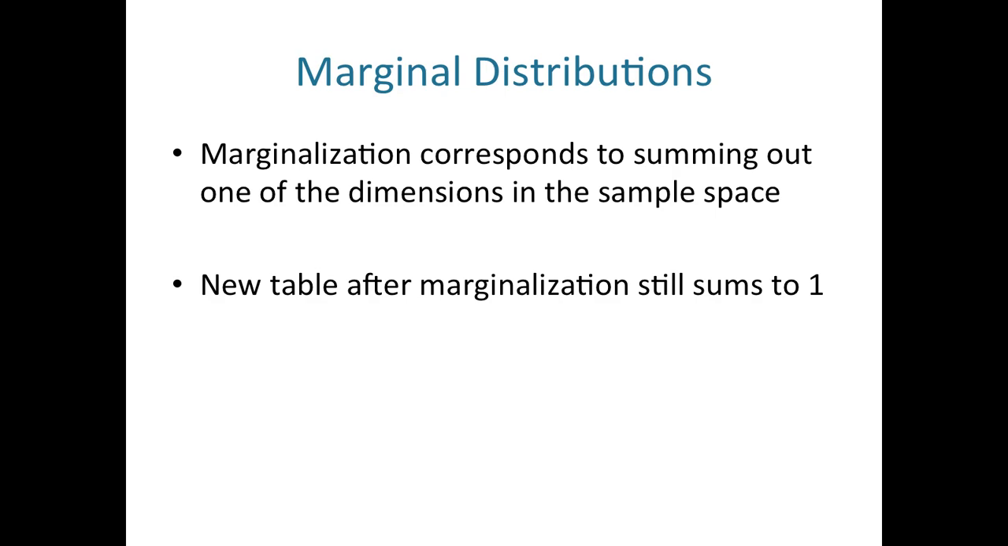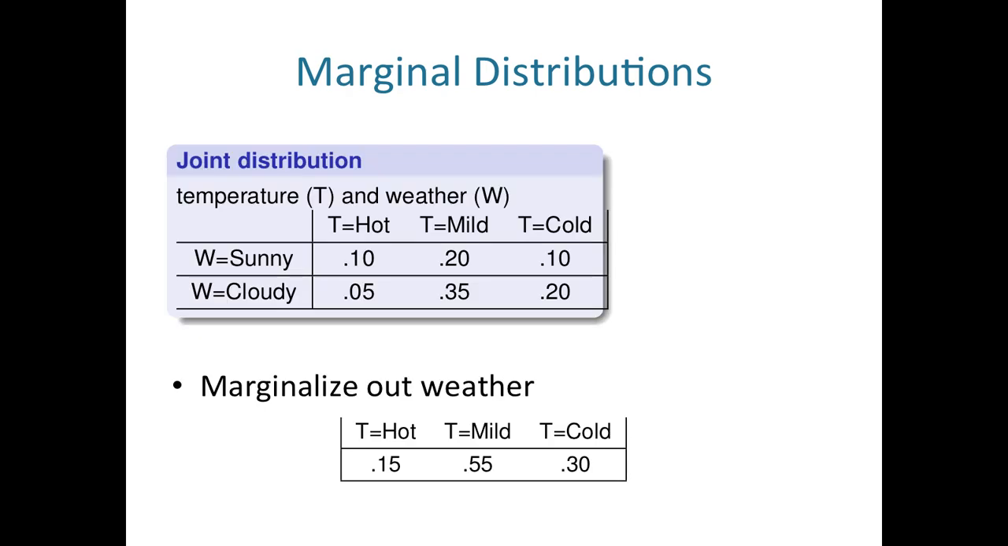And very importantly, the new table also needs to sum up to 1. Remember that all possible events in a space of events for a given random experiment need to sum up to 1. So here again, if you look at the marginalized table, the sum of the probabilities is still 1.